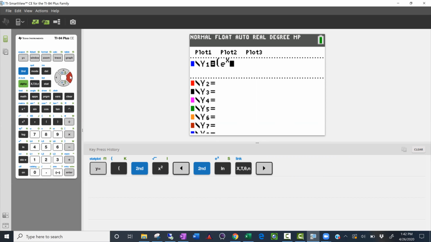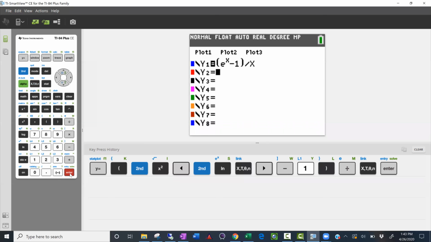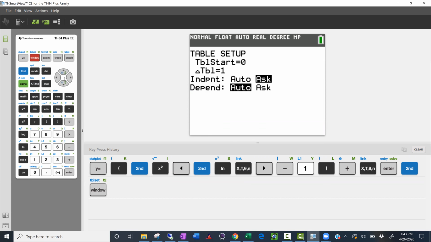And then exit the exponent. So you hit the right arrow to get out of the exponent, then subtract 1. Close up with a right parenthesis divided by x, like that. Before I do a table here, let me just make sure that my settings are the ones that I typically want. So I'll hit the second key, then the window key. What I'm looking for is independent set to ask, dependent set to auto. These other two values, table start, delta table, they don't really make a difference for our purpose here.